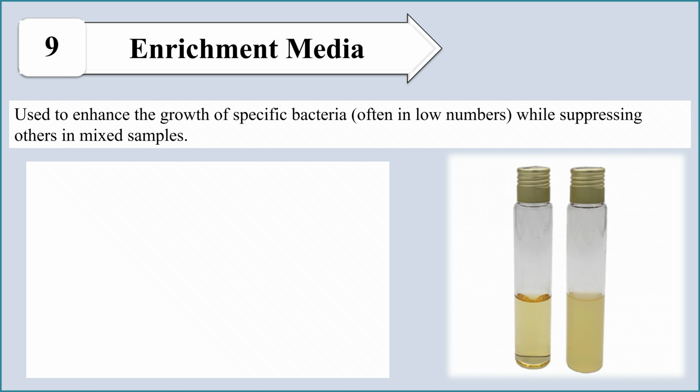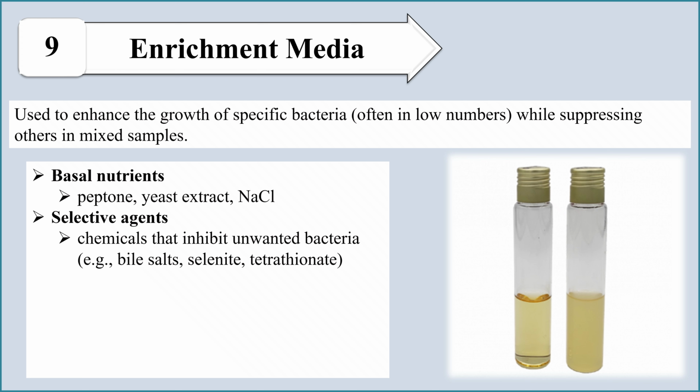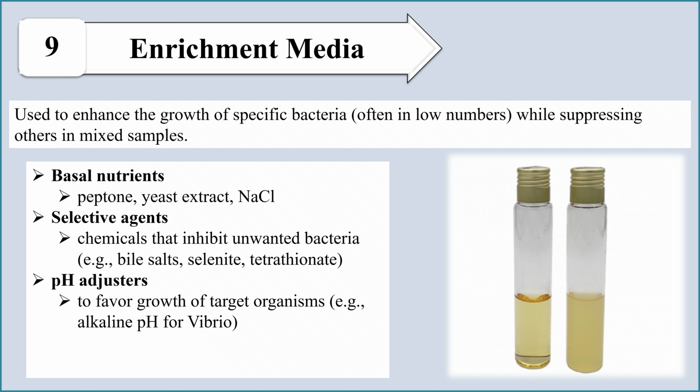So this media contains basal nutrients, sometimes peptone, yeast extract, NaCl. Selective agents are chemicals that will inhibit the unwanted bacteria. These are bile salts, selenite, and tetrathionate. pH adjusters favor the growth of target organisms, that is, alkaline pH for Vibrio. Water is for solvent and for providing the environment for the growth.